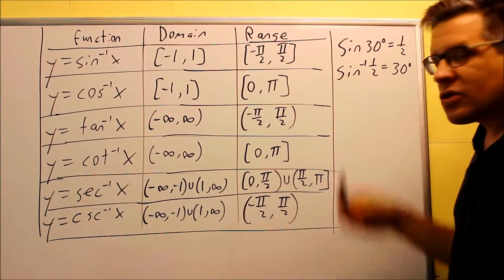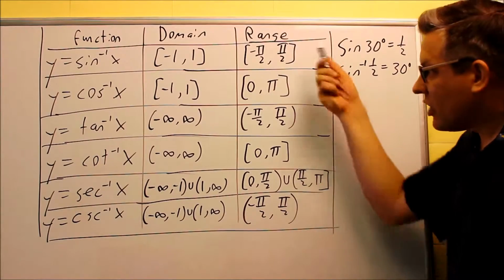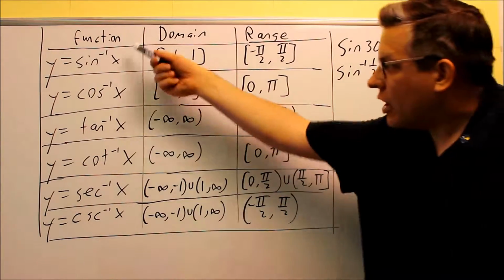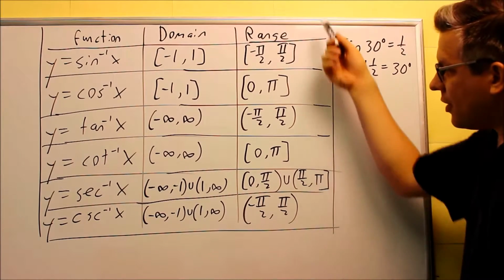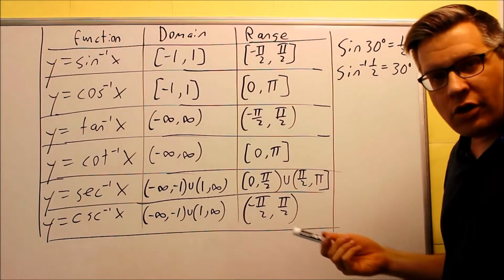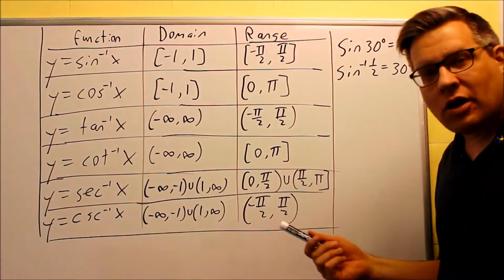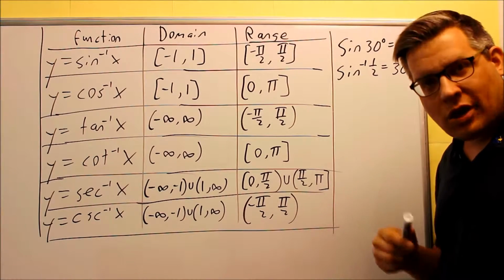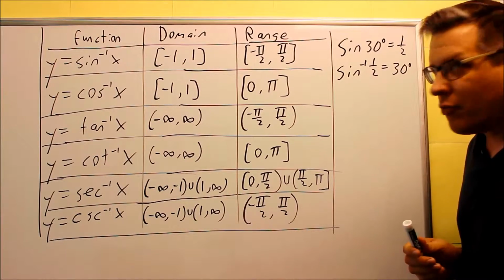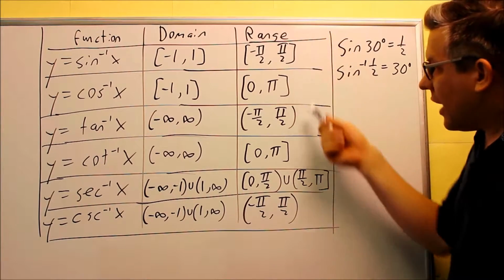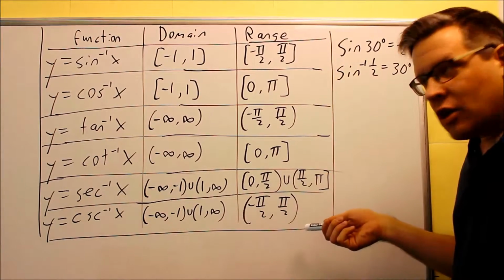Now where do these ranges come from? Well, you would have to take a look at the graph of an inverse trig function to see where all these ranges come from for all 6 trig functions. We're not going to look at the graphs of the inverse trig functions in this class, but that's what you would look at in order to find out where these ranges come from. Okay, so these would be the angles that you can get as a result.